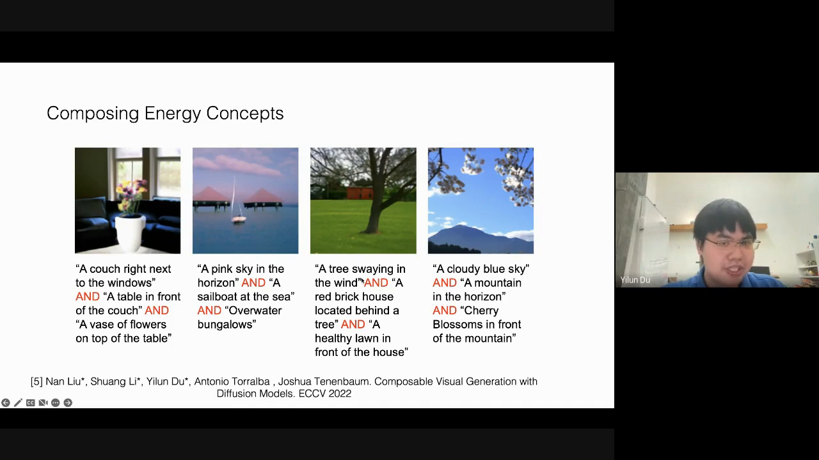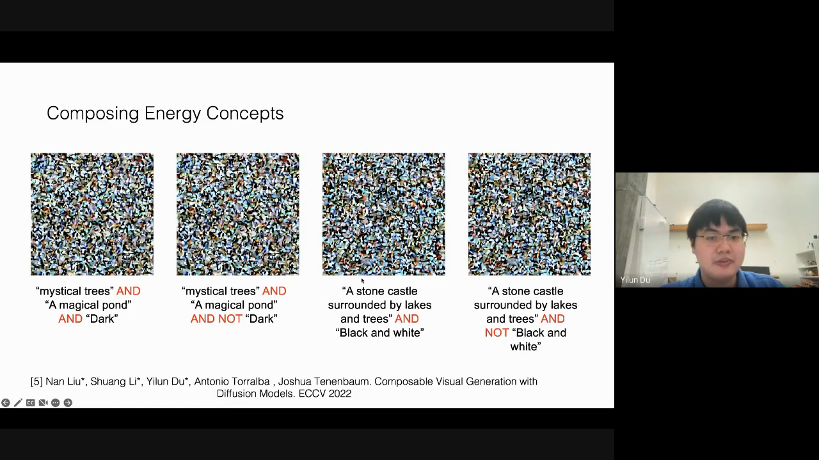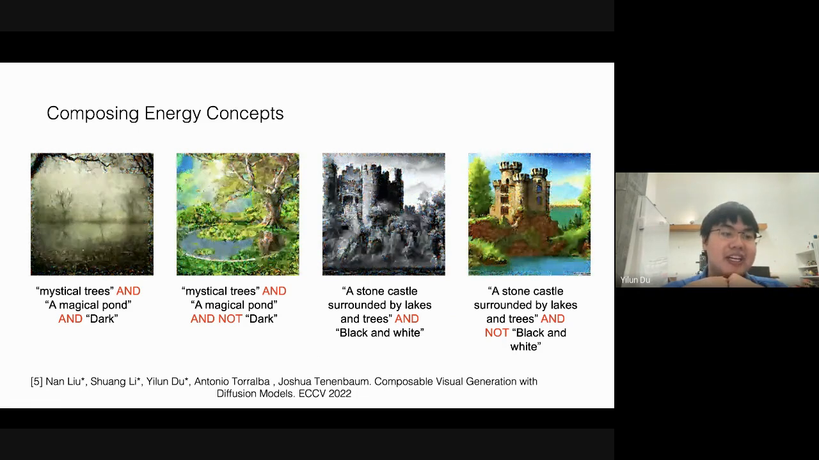And then this is a more low resolution version. Here's a more high resolution version using the more recent stable diffusion model, but the same idea. So you can generate mythical trees and a magical pond while having the background be dark or not dark, black and white or not black and white. So essentially, this shows that this type of composition can be very helpful across different scales of models, including very large pre-trained ones.